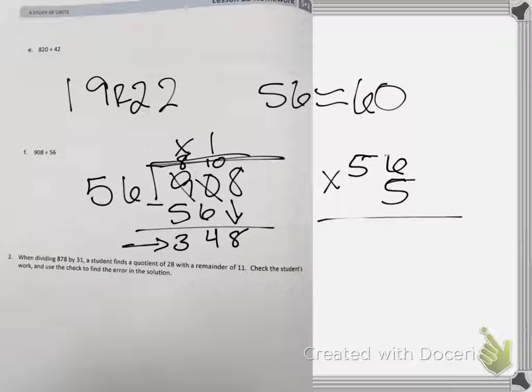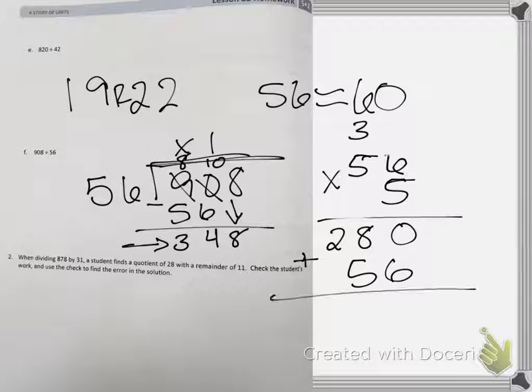So 5 times 6 is 30. 0 carry the 3. 5 times 5 is 25. So let's put the 280. We got 280. But is that close enough? I feel like I can add another 56 in here. I truly do. It's 348. I feel like maybe we can get another 56. So let's add a 56 in here. So we get 6, 3, carry the 1.